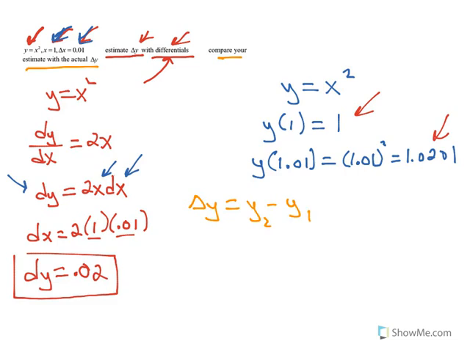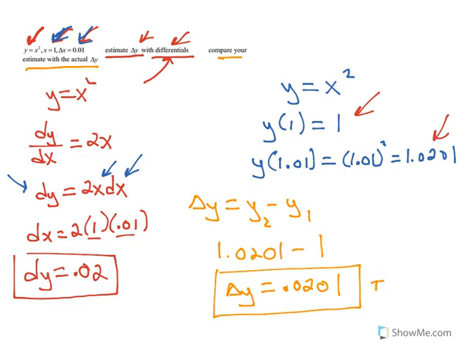So what was our second output? That was 1.0201 minus, what was the first output? 1. And if we subtract, we should get a change in y is equal to 0.0201. And notice the true change in y, or the exact change in y, is very close to the estimated change in y. So you can use a derivative or a differential to estimate or predict about how much your y value will change when you have a change in your x value.